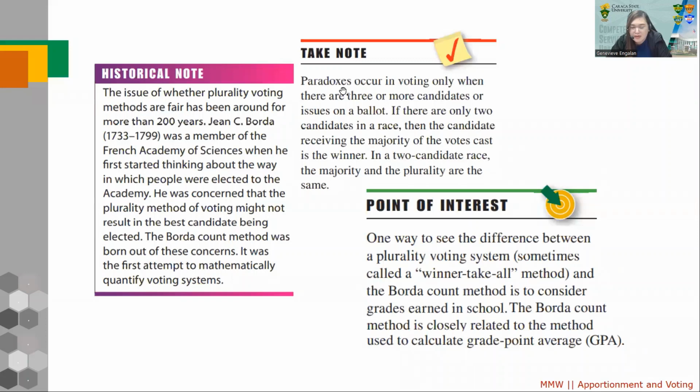We take note that paradoxes occur in voting only when there are three or more candidates or issues on the ballot. So if there are only two candidates, paradoxes will not occur. Okay? So, point of interest, one way to see the difference between a plurality voting system, sometimes called a winner-take-all method, and the Borda count method, is to consider the grades in school. The Borda count method is closely related to the method used to calculate the grade point average.